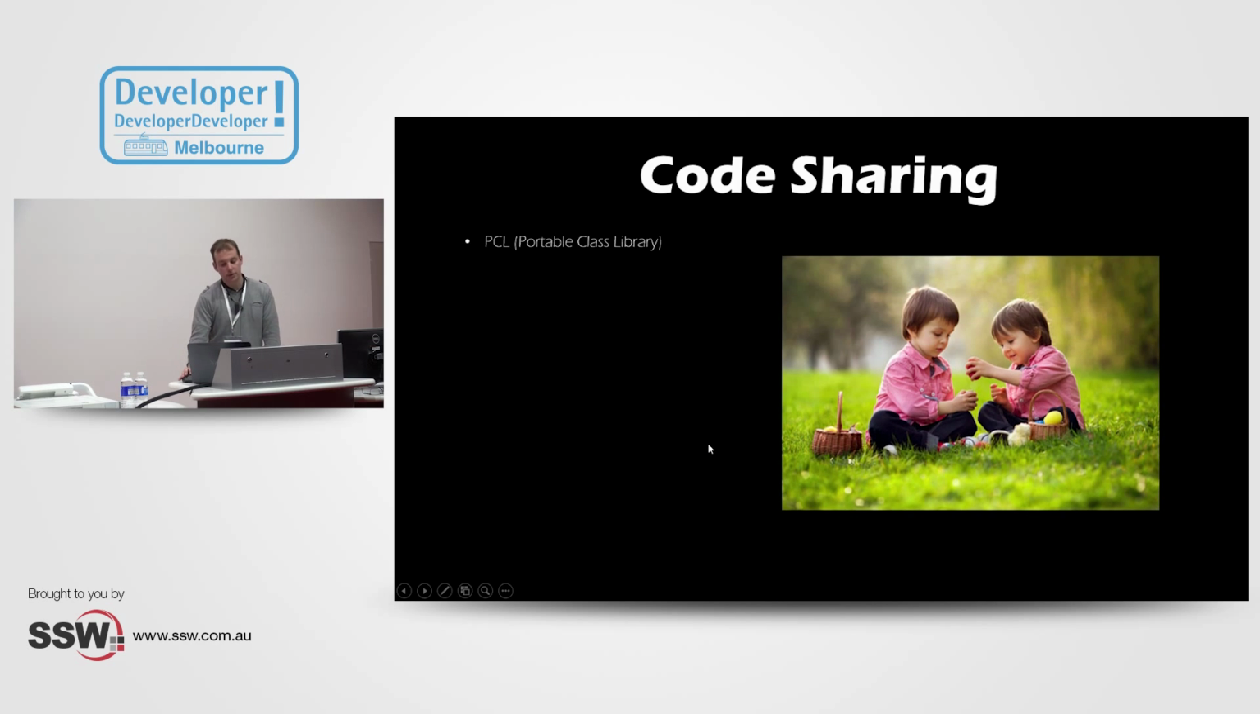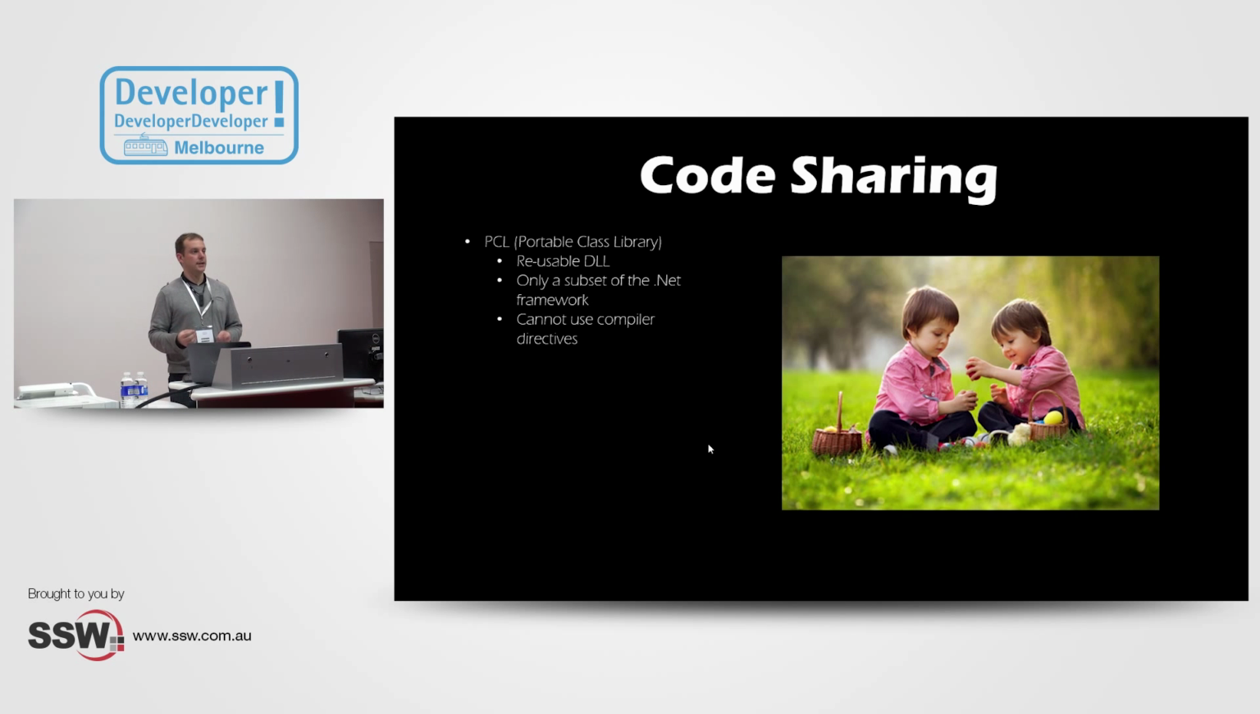So in terms of code sharing, there's really two options. The first option is portable class library, which is what I showed just before. With that, you've got a reusable DLL. It's got an output so you can reuse it. If you want to put it up on GitHub or something like that, you can do that. It's only a small subset of the .NET framework. You don't get all the features that you would get out of .NET, and you cannot use compiler directives in it. So things like you've probably been used to seeing, like #if DEBUG and that sort of thing. And not all PCLs are created the same.